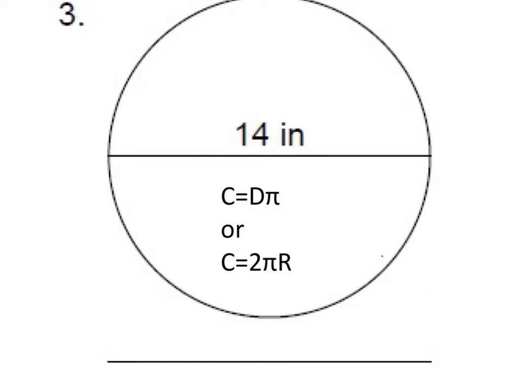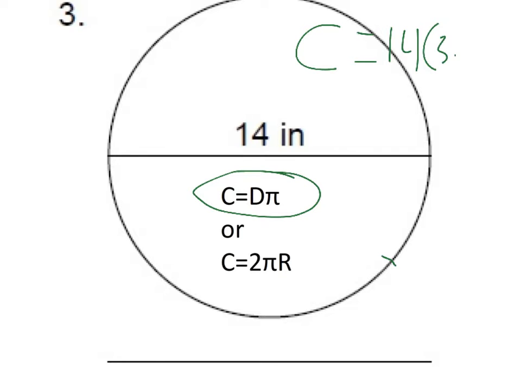Okay, now here's our next problem, and I'm going to do it for you. It gives us 14 inches for our diameter, so we're going to use the formula circumference equals diameter times pi. Circumference equals the diameter, 14, times pi, which is 3.14. So let's use the space underneath it to multiply.